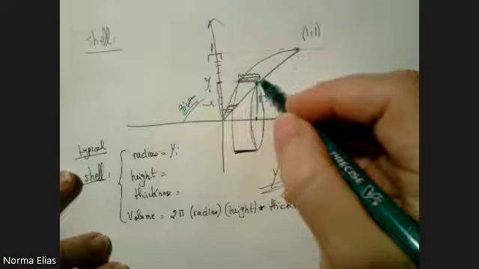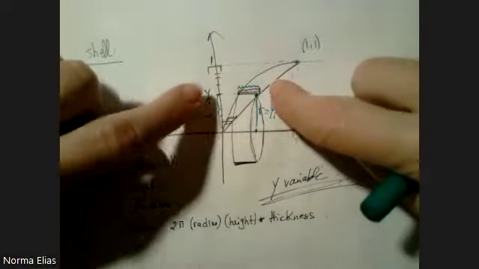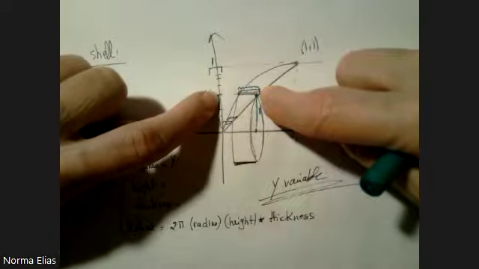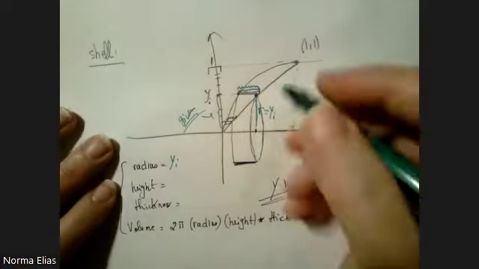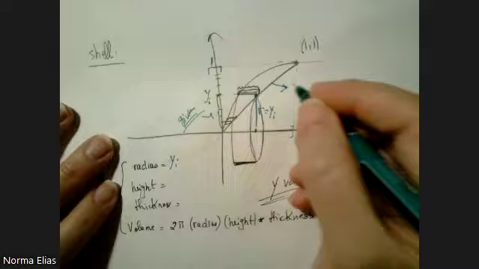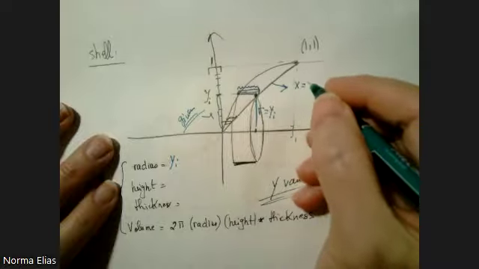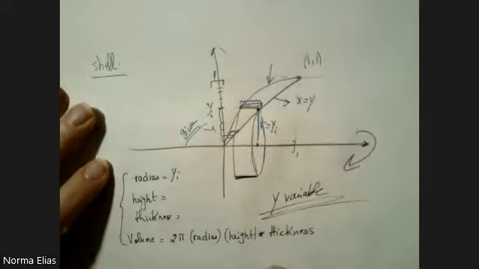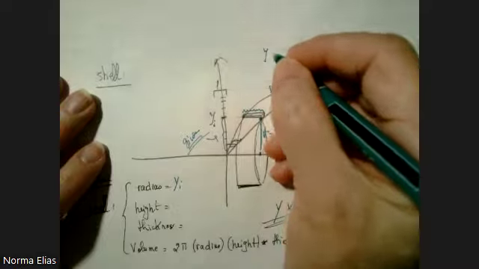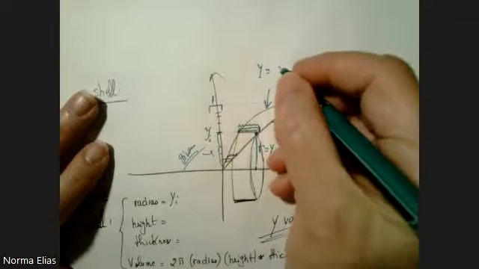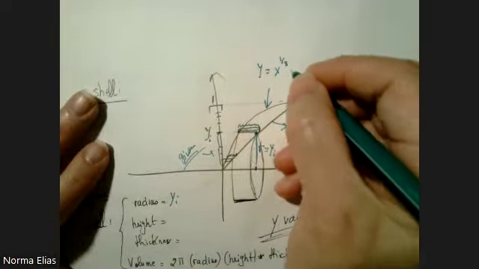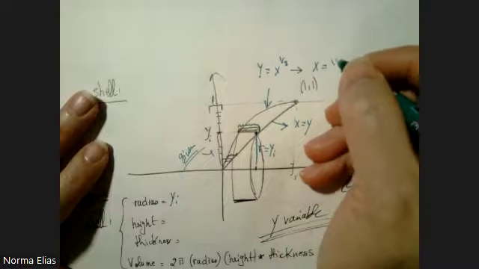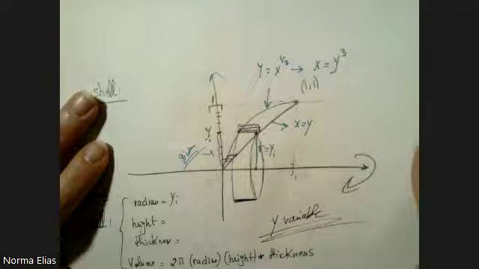The height is from here to here. So to find the height, I need this horizontal distance. The minute I need the horizontal distance, it means I need the x that corresponds to this y. So I need to solve for x. This is x equal y, so nothing changed. Right here, I need to solve for it. This is y equal x to the power a third. To solve for x, I need to raise both to the power 3. It means x is y to the power 3.